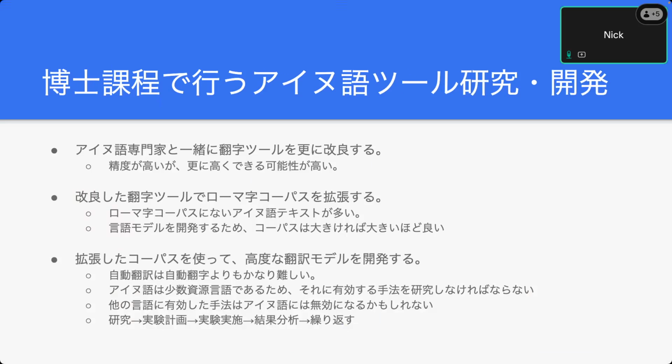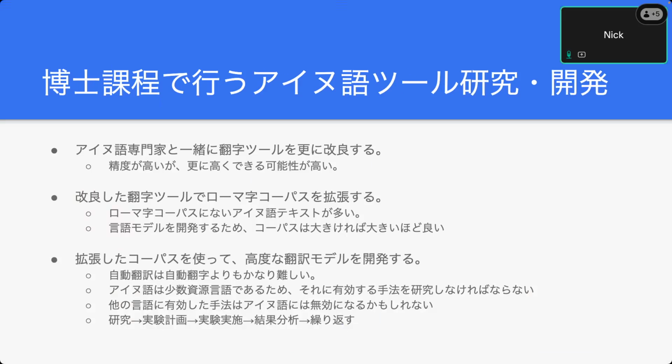So my first research goal in PhD is to further improve the transliteration model, because although it's very precise, it's not as good as a human yet. And there is a significant gap. There's a gap that I believe can be significantly narrowed.